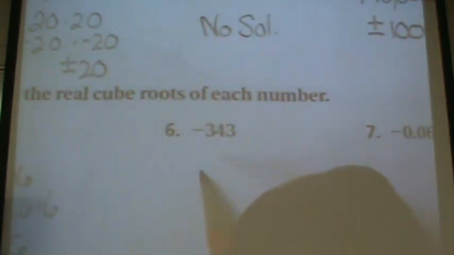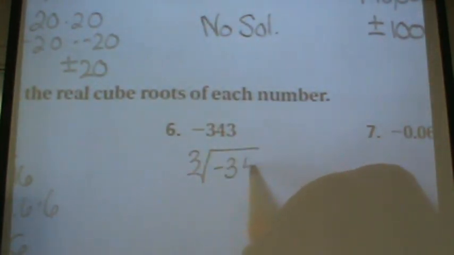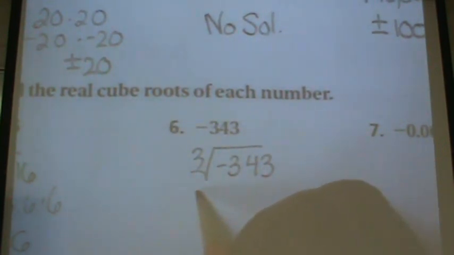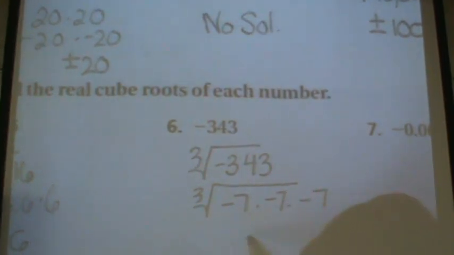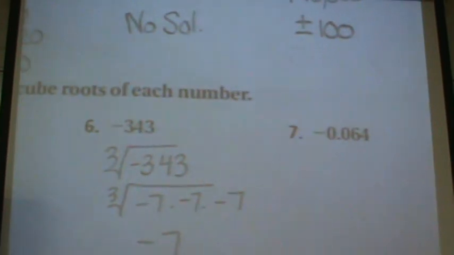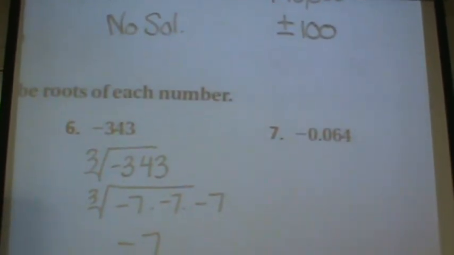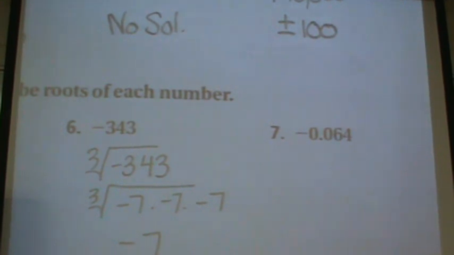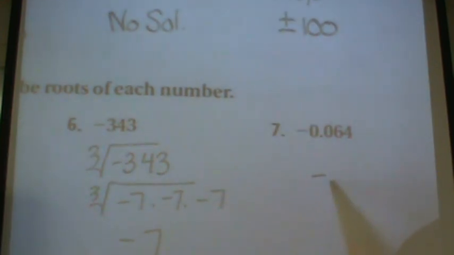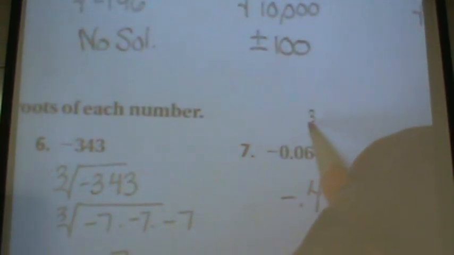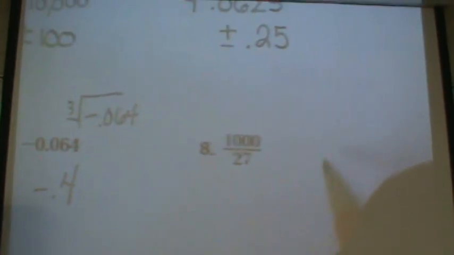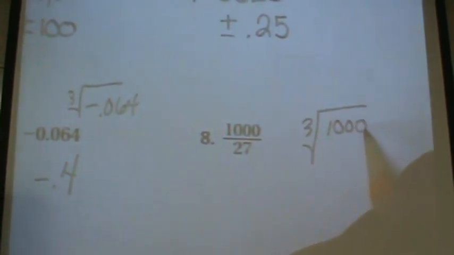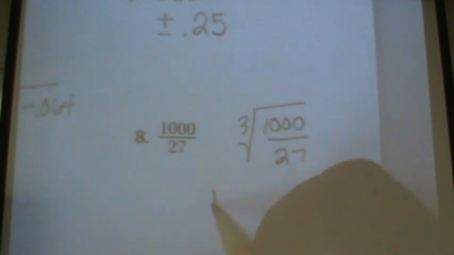Next one, negative 343. What's the cube root of negative 343? So we're looking for 3 numbers that are the same that multiply to give you negative 343. It would be negative 7 times negative 7 times negative 7. So the answer is negative 7. Number 7 would be negative 0.4, because you're looking for the cube root of negative 0.064. And the last one, the cube root of 1,000 over 27, would be 10 over 3.